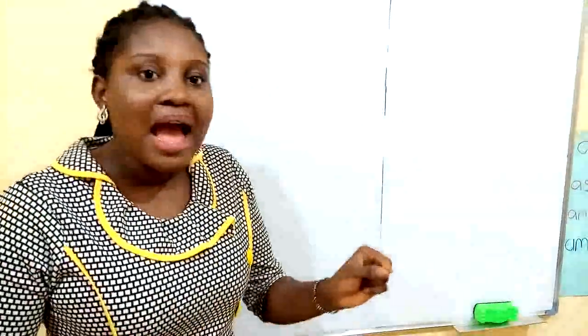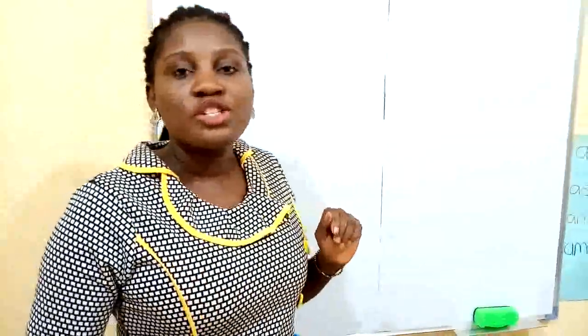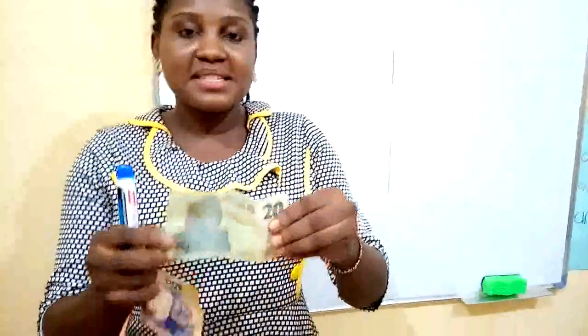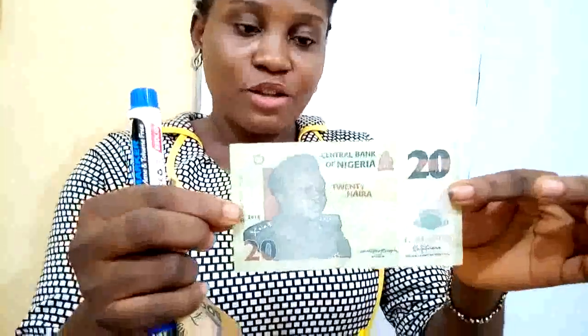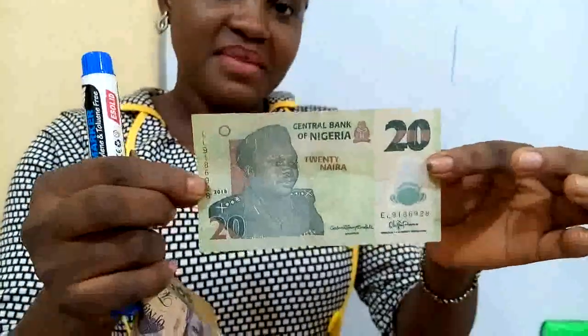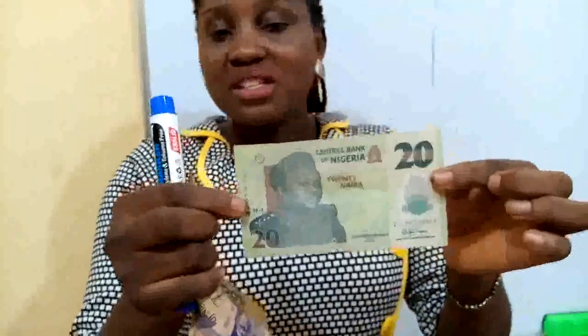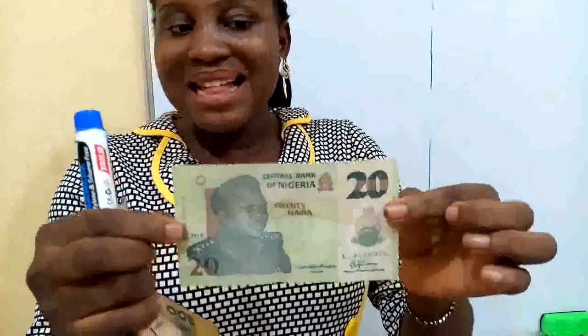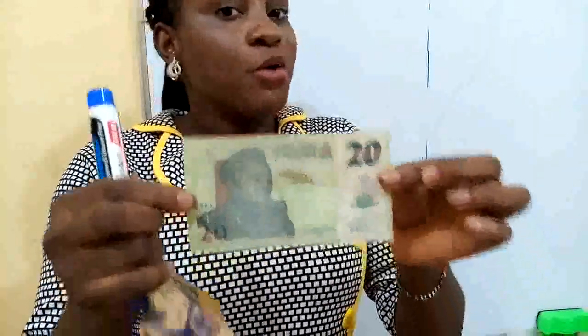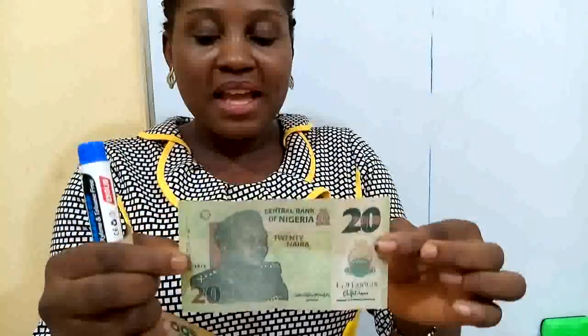We also looked at the various denominations of Nigerian currency. We said we have the naira and the kobo. Do we still remember that? Okay, let's see. How much did we say this is? Look at it closely. You agree with me that this is 20 naira. And you agree with me that we use this money to buy a lot of things.